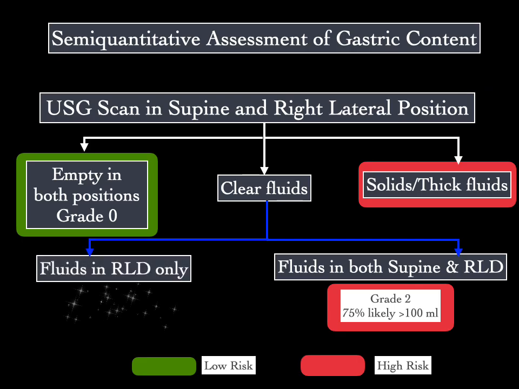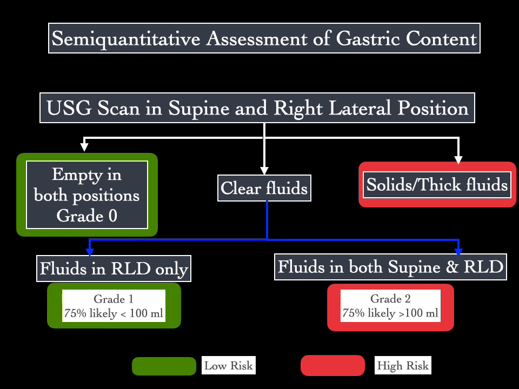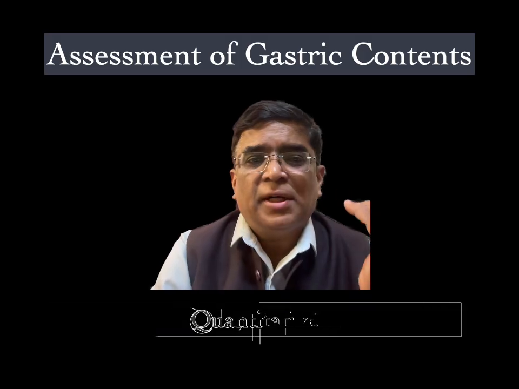If it is there only in the right lateral position, the residual content in the stomach is likely to be less than 100 ml. That means it is safe to proceed. But if you find some fluid both in the supine as well as in the right lateral decubitus, that means the residual content is likely to be more than 100 ml. So the risk of aspiration is high. That is the semi-quantitative assessment.